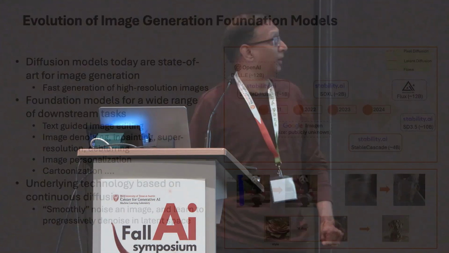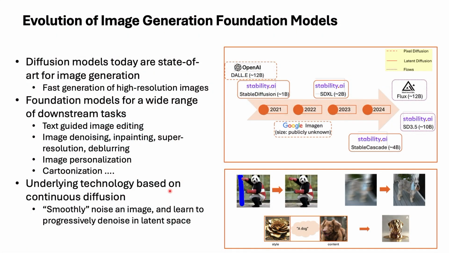So in terms of diffusion models, especially for image generation, they are the model of choice and state of the art today for high-resolution image generation and various applications of that. These models have, over the last several years, really scaled up from 1 billion size Stable Diffusion to flow models, which are very closely related to diffusion models, which are about 10 billion size and are the model of choice today.